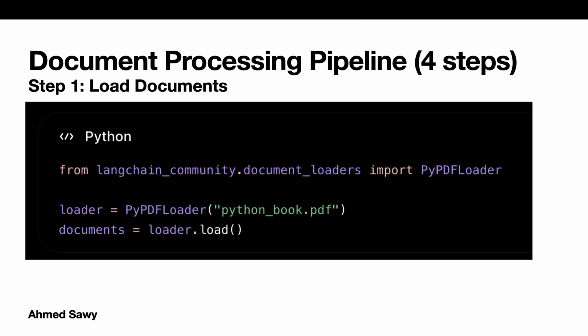Let me show you the code. The code is going to be like this. Imagine that you have a PDF file and you want to read it in your RAG project. You can use this library, LangChain Community, or you can use any other library.